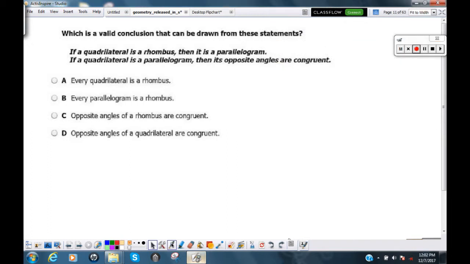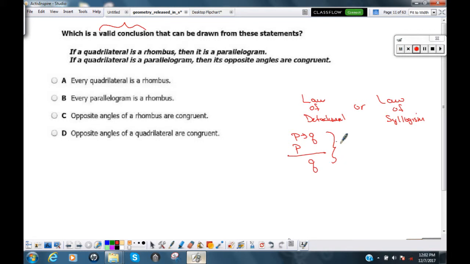Okay, so in question number 8, they're wanting us to find a valid conclusion. Anytime we see valid conclusion, we're looking at the law of detachment or the law of syllogism. Detachment: P to Q, drop your P and drop your Q, and all of these have to be true. Syllogism: P to Q, Q to R, we knock off the Q's and our answer is P to R, and all of these have to be true.